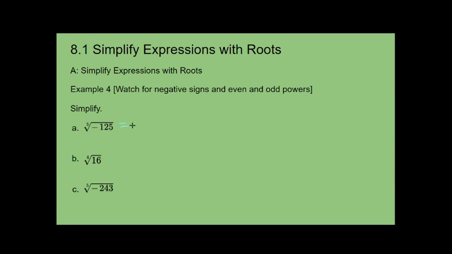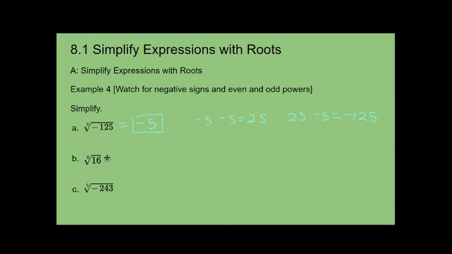So we want to know what times itself times itself is equal to negative 125. And if you look at your charts back a few slides, you will see that it is negative 5, right? Negative 5 times negative 5 is equal to positive 25. But then if we take that positive 25 and multiply it times a negative 5 again, that equals negative 125. That's another one that you should have memorized. You should have the 5s memorized.